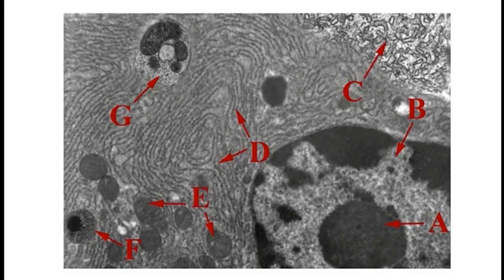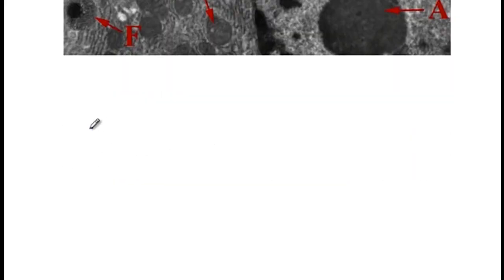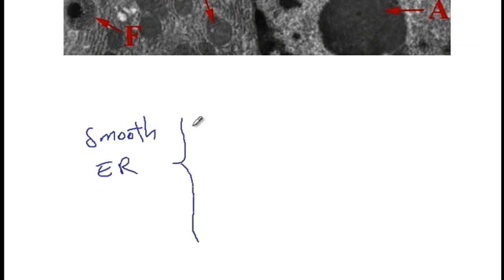In this video, I will go over the function of different cellular structures. So the first structure is the smooth endoplasmic reticulum, which is required for detoxification. So we have the smooth endoplasmic reticulum, which detoxifies metabolites through two different phases.